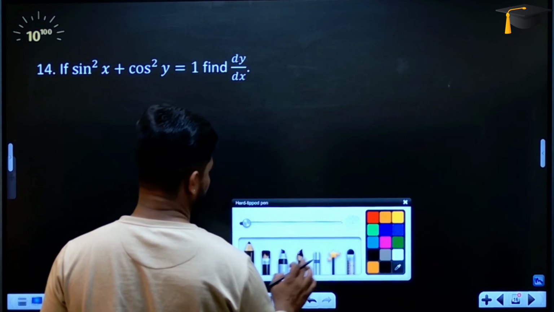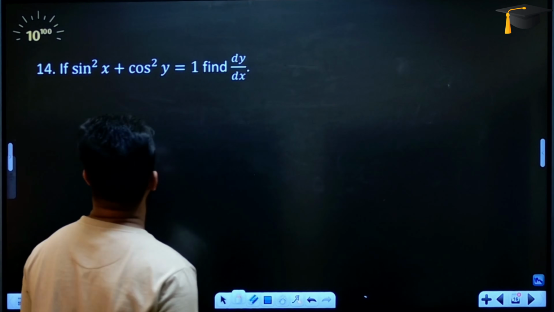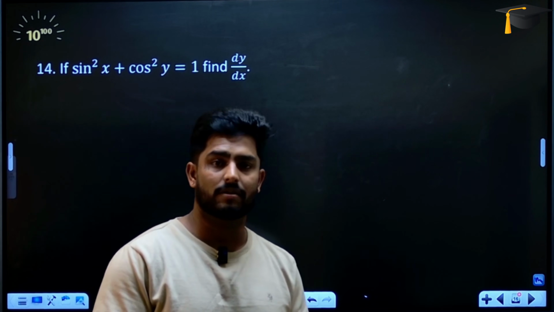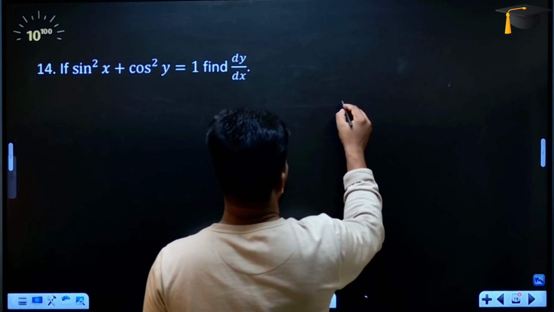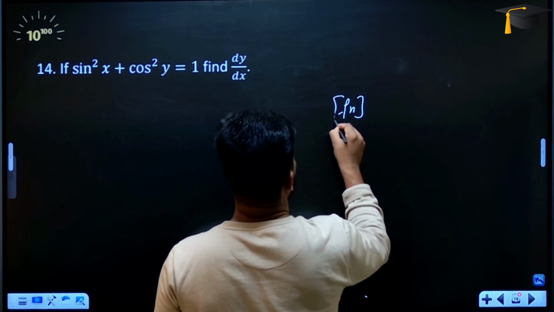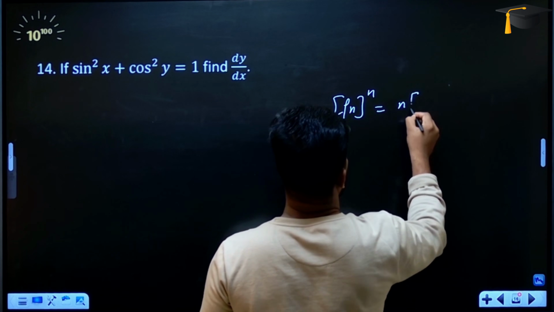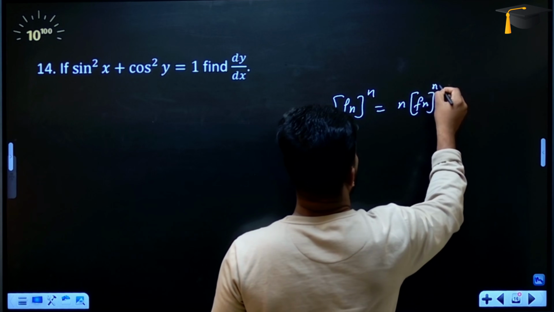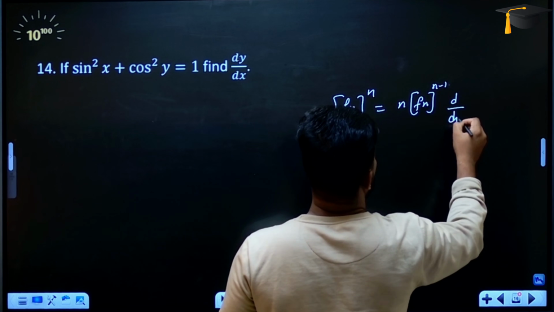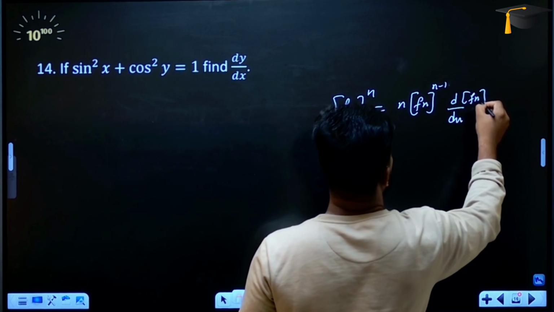Okay, so next one, differentiation. So differentiation of function to the power n, formula you have to use. So remember, the derivative of function to the power n is equal to n into function to the power n minus 1 into d by dx of function.